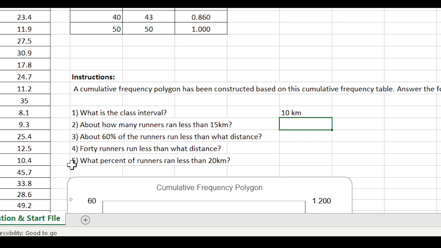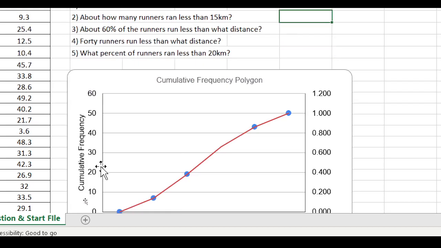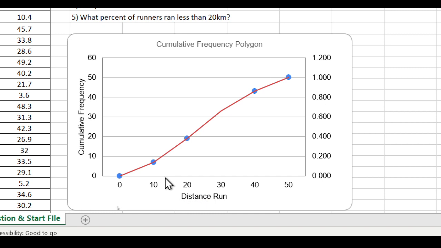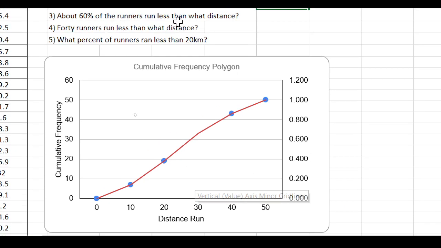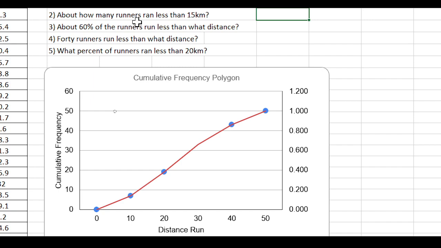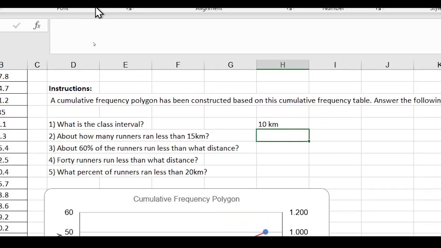The next question is about how many runners run less than 15 kilometers. They're giving us a distance, and distance is measured on the x-axis. There's my distance run, in kilometers. And they want to know the number of runners. Number is here, the cumulative frequency, and there's your proportion, the relative frequency, which you can easily convert into a percentage. So 0.2 is 20%, 40%, 60%, and so on.